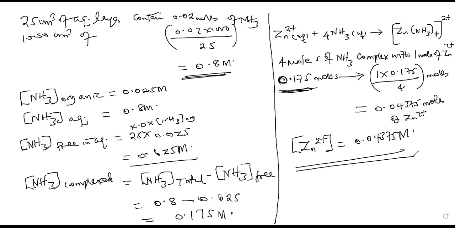The ore had got 8 grams. The whole ore is having 8 grams. But here we've gotten the concentration of zinc ions in the complex form, sorry, in the complex. So we can get the mass of pure zinc in the ore. Part 2, we can get the mass of pure zinc in the ore.